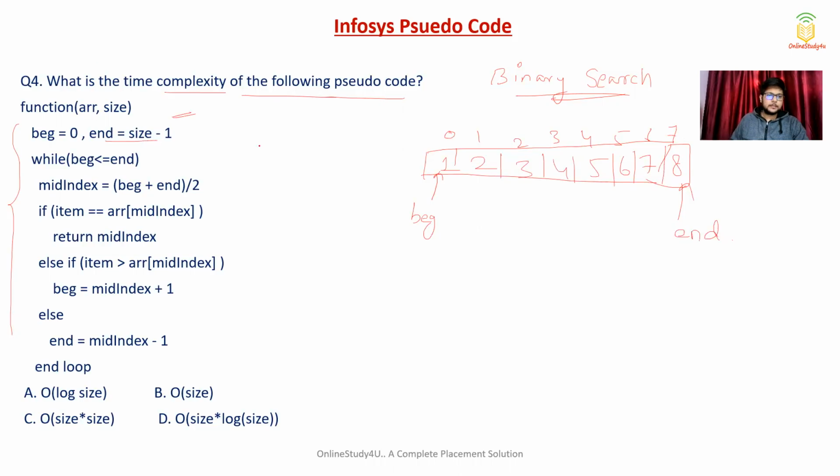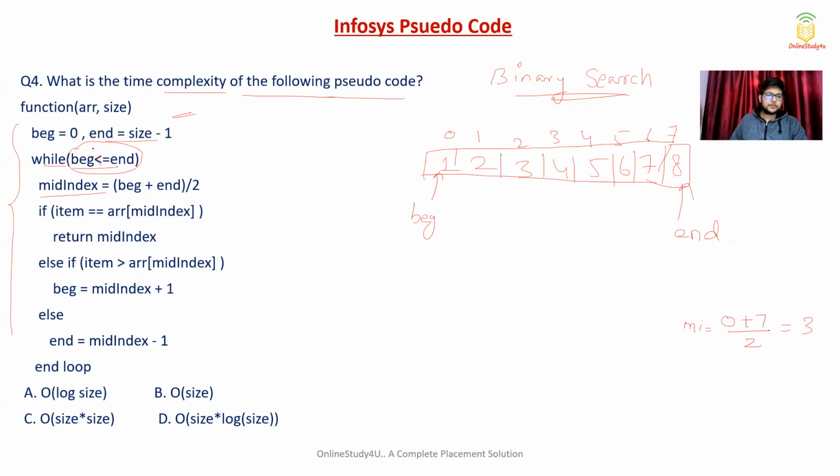This is my end. And I keep iterating until my BEG is less than or equal to end. Basically, this says that my beginning is on the left of end or equal to end. I have to keep iterating until then. Now I'll calculate the mid index, that is BEG plus end by 2. So that is in this case 0 plus 7 by 2. This is my mid index, right? So this is equal to 3.